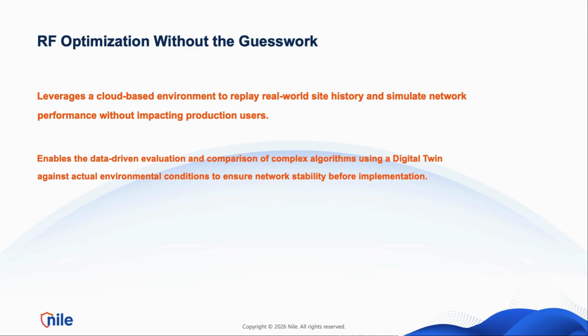A configuration that works well in a quiet office might be terrible on the floor with heavy DFS radar or a dense neighbor network. Traditionally, you deploy the network with best effort configurations, wait for complaints, then iterate in production. With Nile's RF digital twin, we can replay the site's real RF history, try out multiple channel planning variants in a dry run mode, and programmatically compare results before we push changes to APs. This lets us try different algorithm approaches and strategies based on the RF environment.